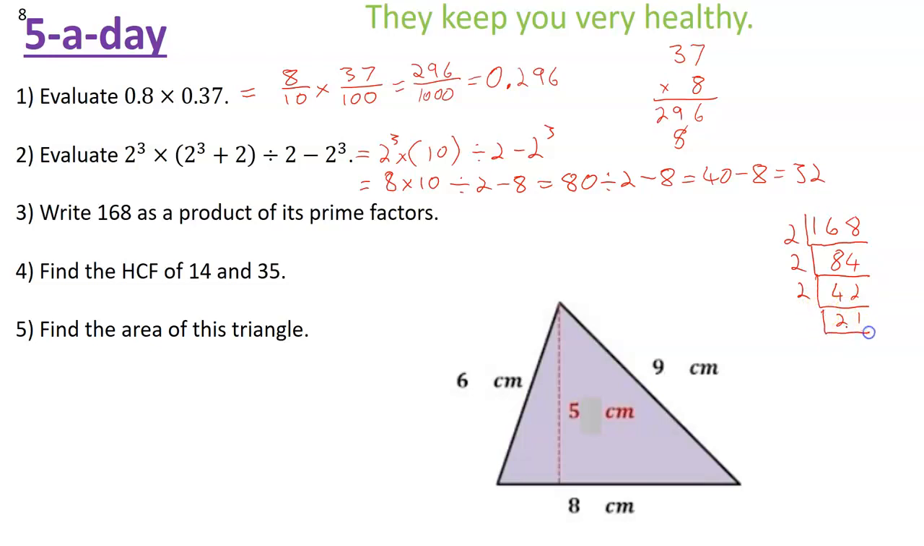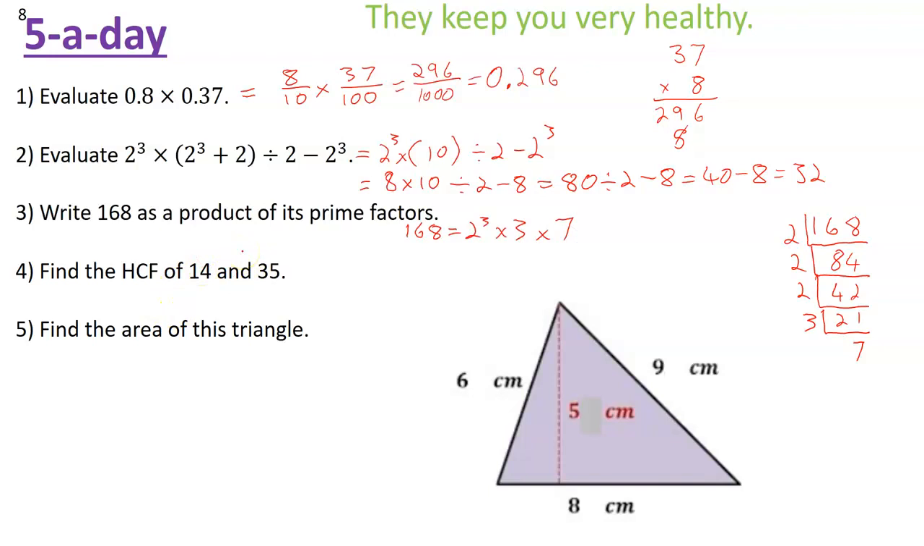3 is the next prime number, that is a factor of 21. 21 divided by 3 gives me 7. I haven't written it as a product yet, so finally I need to write 168 equals 2 cubed times 3 times 7.